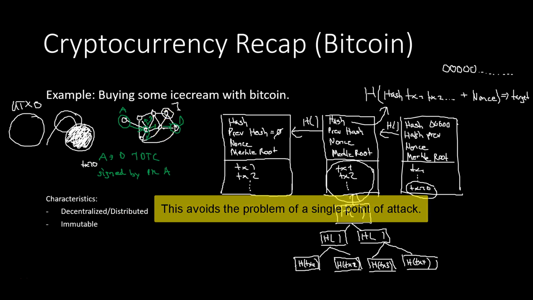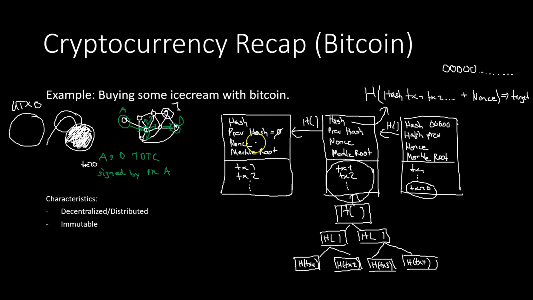Then the system is immutable, so we can't just go back in time and change something in these blocks. If we do that, the whole hash structure changes and everyone can right away see that someone tampered with the data and it becomes invalid. And we have anonymous, so anyone can just participate in the system with a public key. So we don't have to actually sign up with a personal username or something.